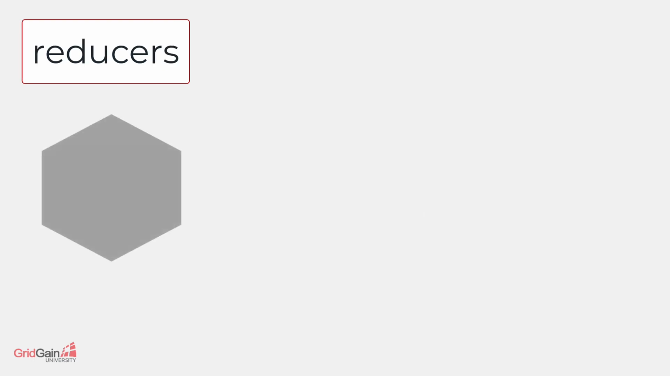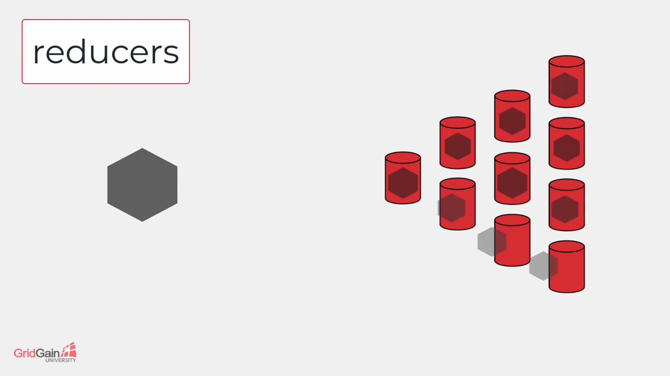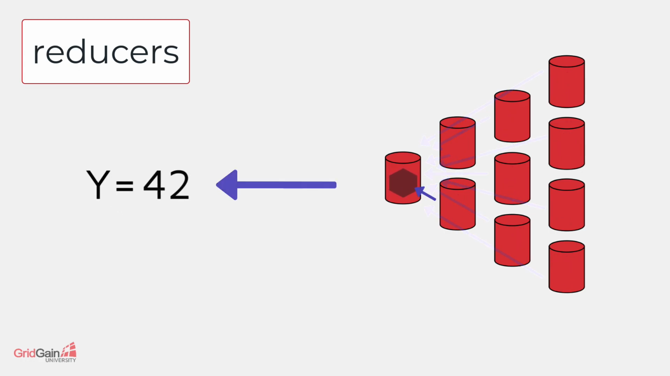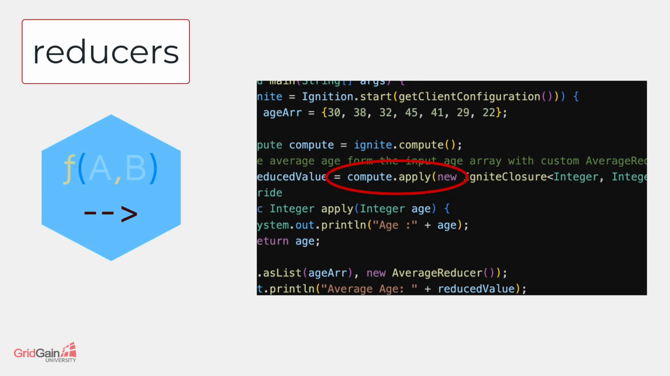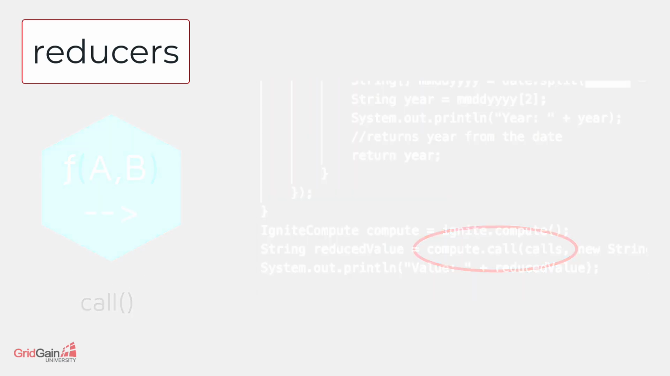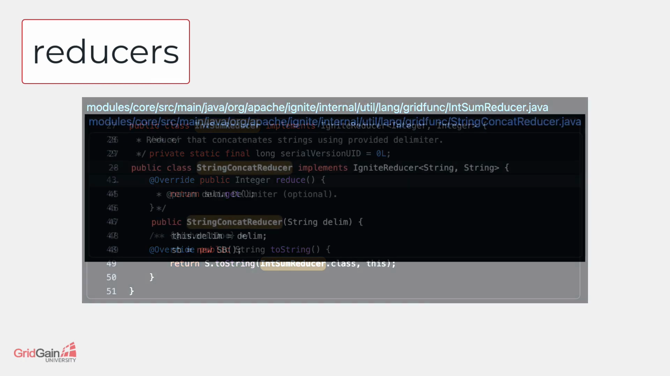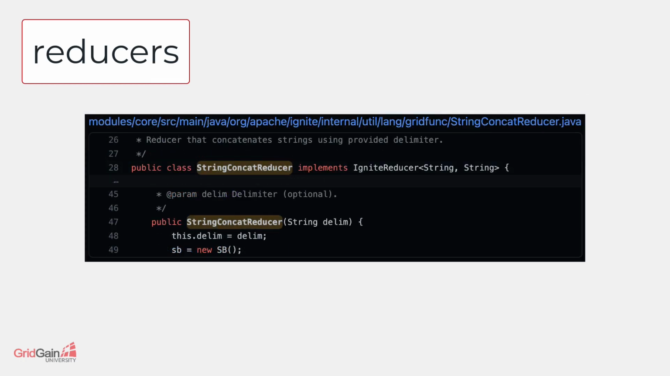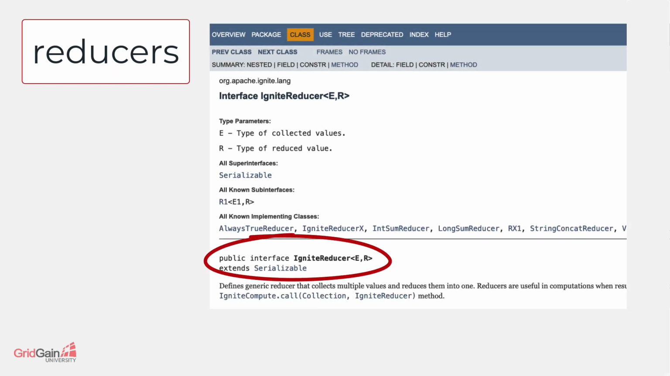Ignite also supports reducers. An Ignite reducer collects multiple values and reduces them into one. Reducers are useful in computations with the results from multiple tasks which need to be reduced into a single result. To execute an Ignite reducer, we use the following methods of the compute interface: apply and call. Apache Ignite provides predefined reducers like int_sum reducer, string concat reducer, and even a convenience class, the always true reducer. You can implement the Ignite reducer interface to create a custom reducer.